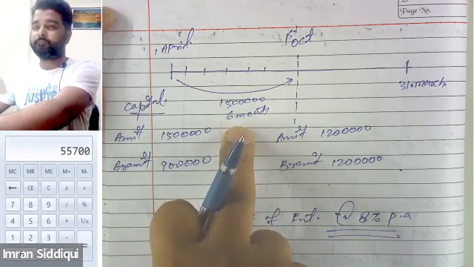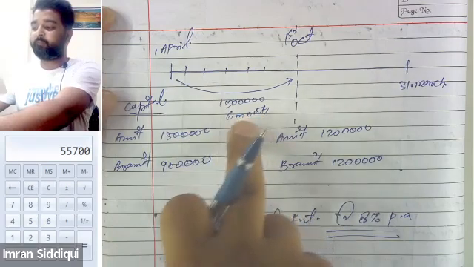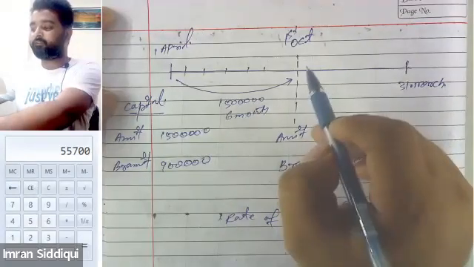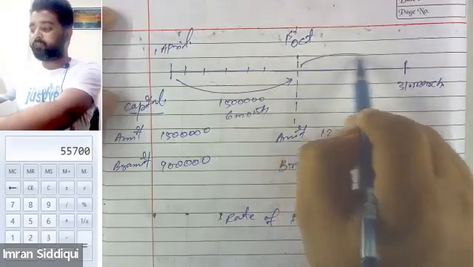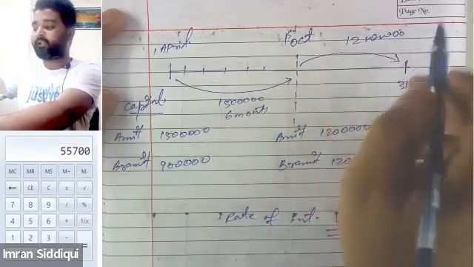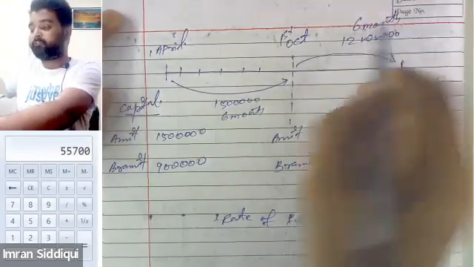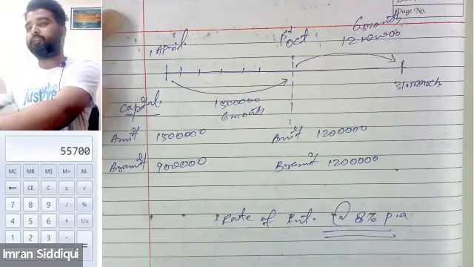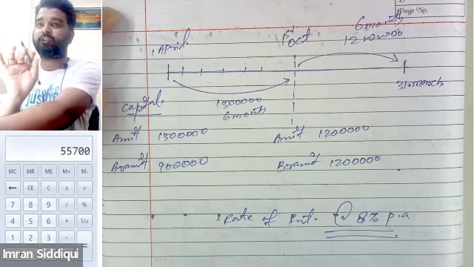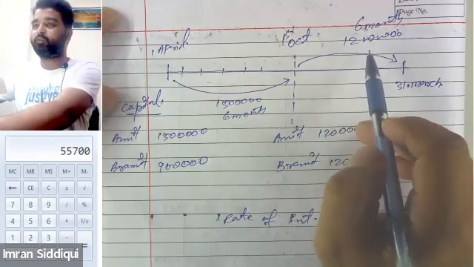Is this clear that Amit must have maintained a 15 lakh capital balance for the 6-month period? After that, after 1st of October, he must have maintained a capital balance of 12 lakh for the next 6-month period. For the initial 6-month period, he maintained a 15 lakh balance. And for the remaining 6-month period, from October till 31st March, October, November, December, January, February, March, 6 months, he maintained 12 lakh balance.